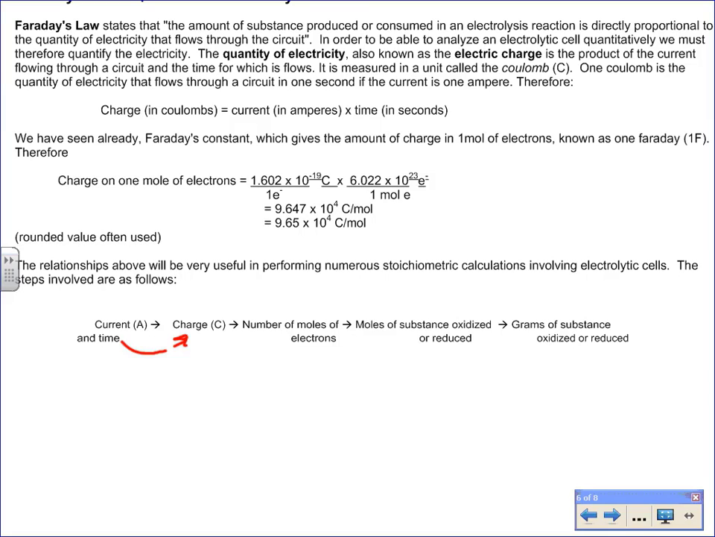Using the charge, we know Faraday's constant of 9.65 times 10 to the 4 coulombs per mole of electrons. So if we know how much charge has been passed through, we can determine how many moles of electrons were actually used in the reaction. And then we've got our moles connection. We've got a half reaction that's going to have moles in it, so we're going to be able to figure out the moles of the substance and therefore the grams.